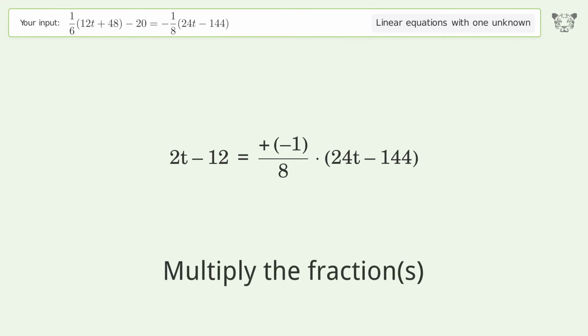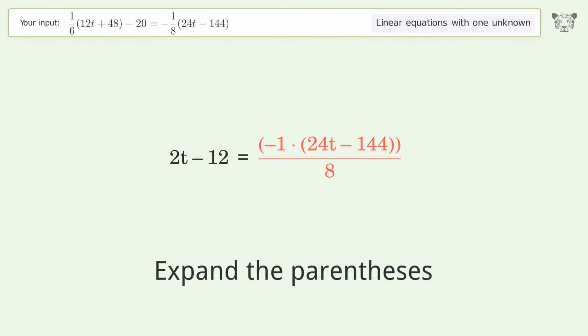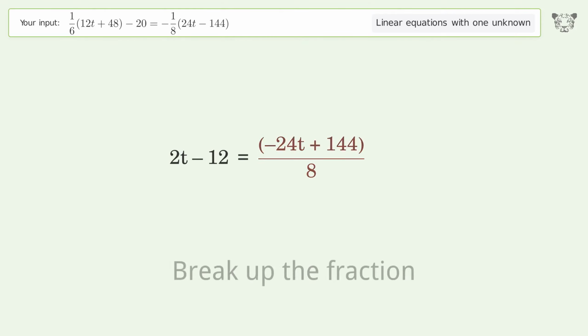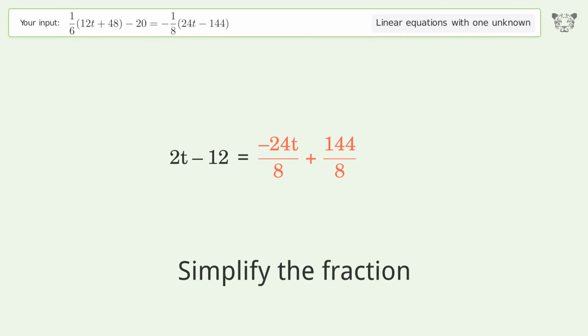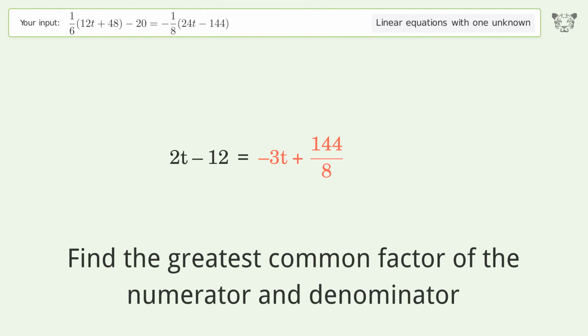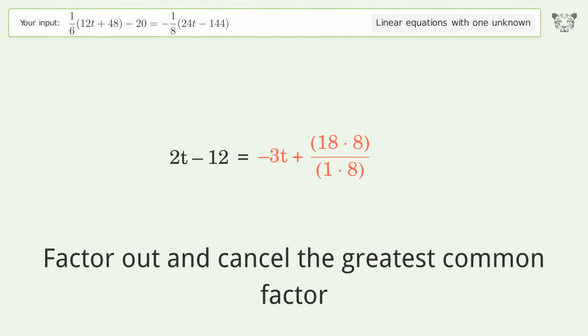Multiply the fractions. Expand the parentheses. Break up the fraction. Simplify the fraction. Find the greatest common factor of the numerator and denominator. Factor out and cancel the greatest common factor.